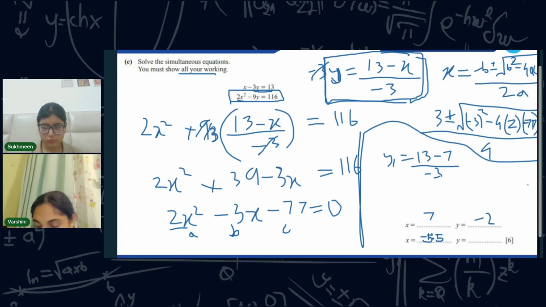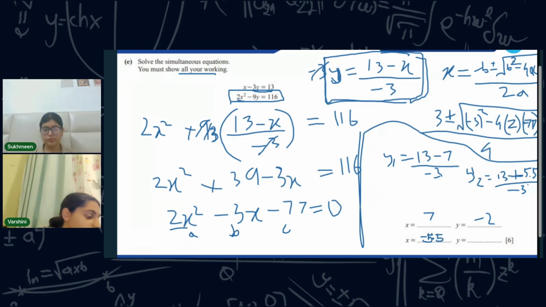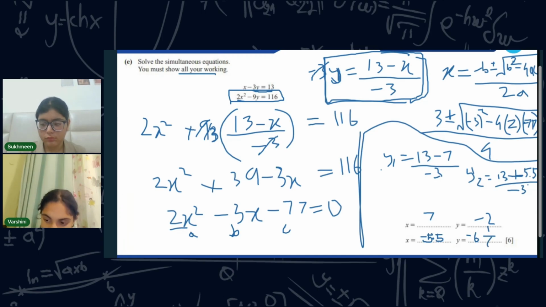So we can write that as y1. And y2 is going to be 13 minus 5.5, don't forget the minus sign, divided by minus 3. And we also know minus minus is plus, so we can just write it like that. If you put that in your calculator, you get minus 6.1666. And if you want to switch that to a fraction, you can write that as minus 6 1 by 6. Or you could just write it as minus 37 by 6.